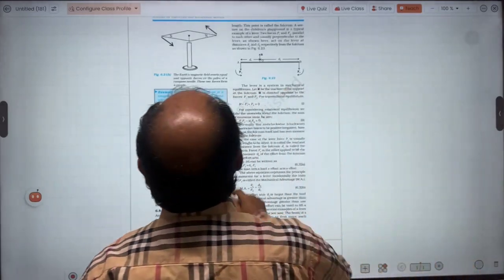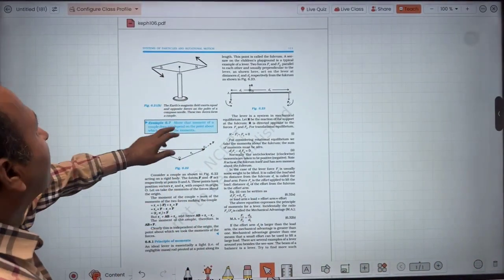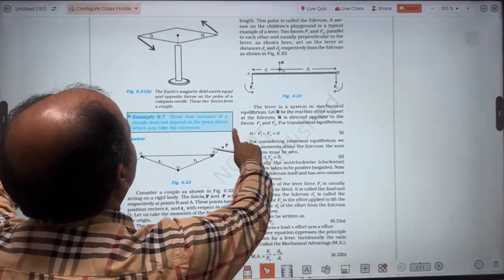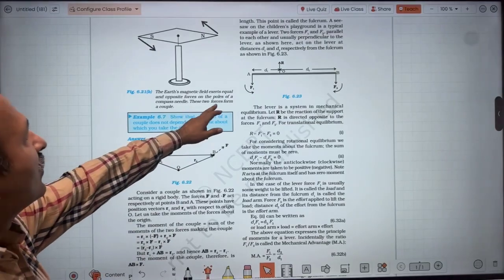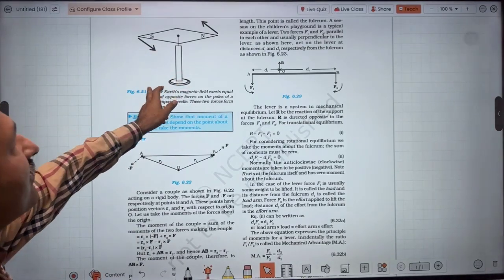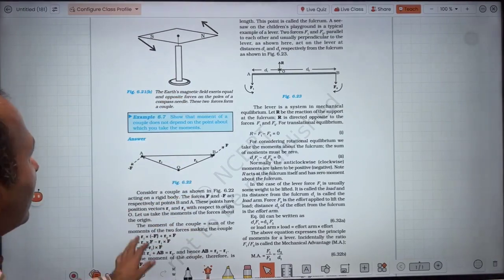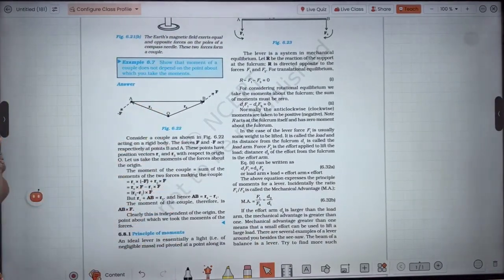Now let's see, here again the same thing is shown. Here Earth's magnetic field exerts equal and opposite forces on the poles of a compass needle. These two forces form a couple: equal and opposite forces acting in opposite directions. Here there is another question: show that the moment of a couple does not depend on the point about which you take the moments.